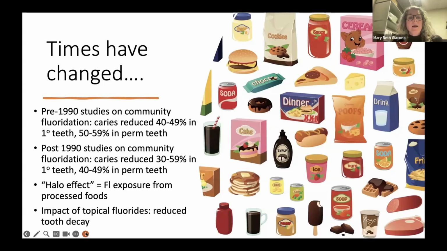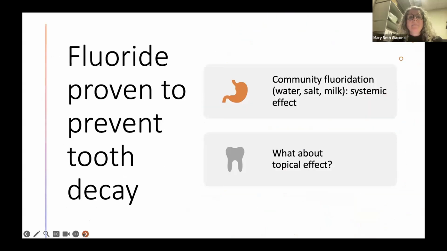But really, what has made a tremendous impact on the rates of tooth decay has been the rise of topical fluorides. And so we're going to talk a little bit about those guys right now. So again, fluoride definitely has been proven to prevent tooth decay. And we talk about the systemic effect, mostly from community fluoridation of water, salt, or milk. But what about this topical effect?